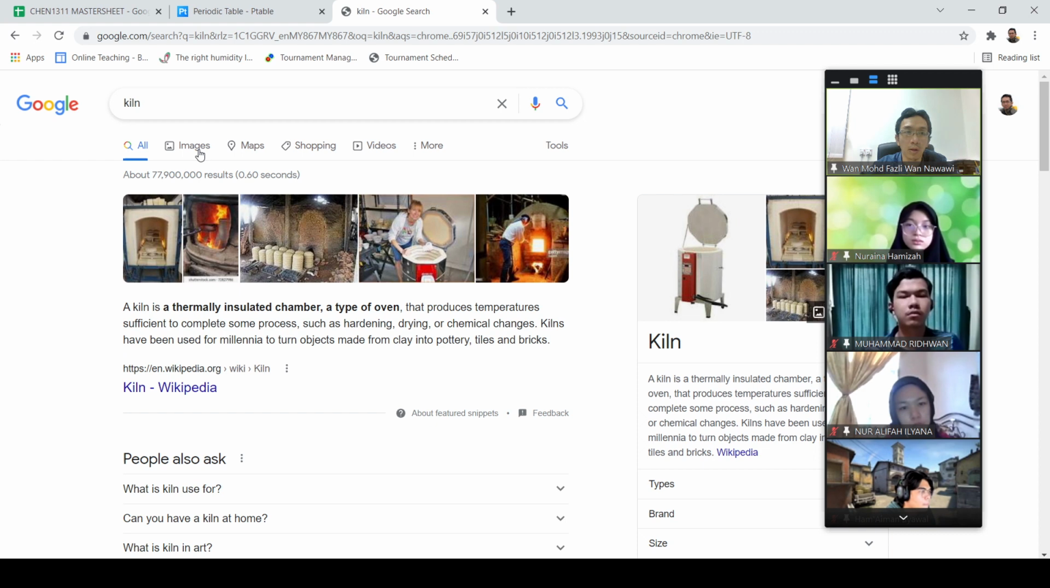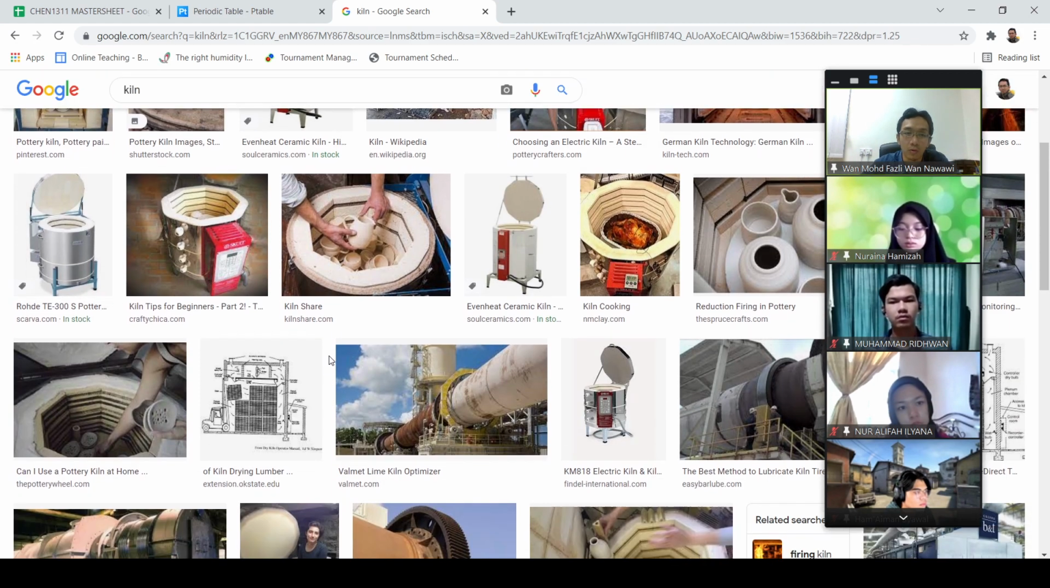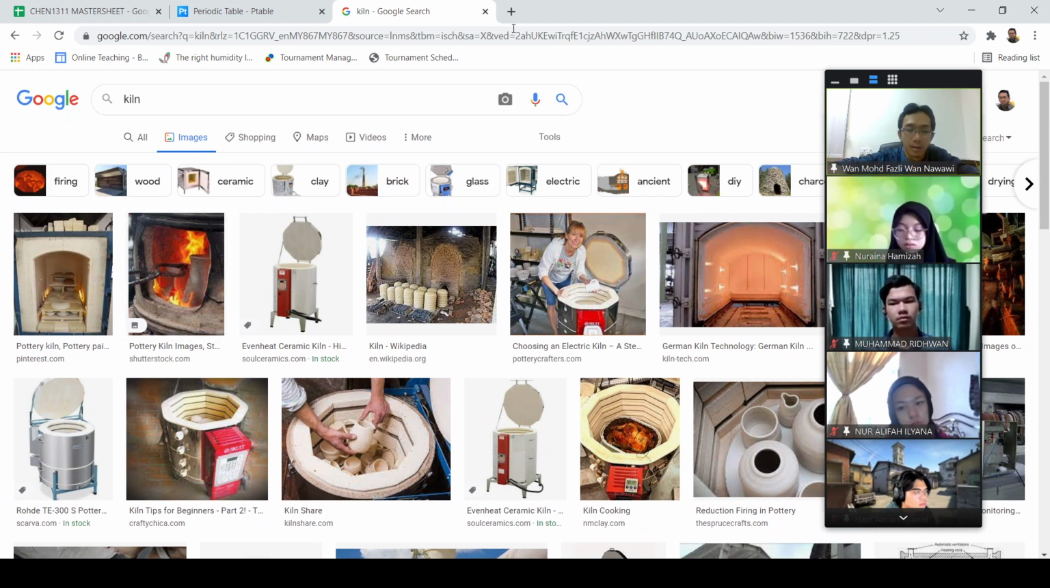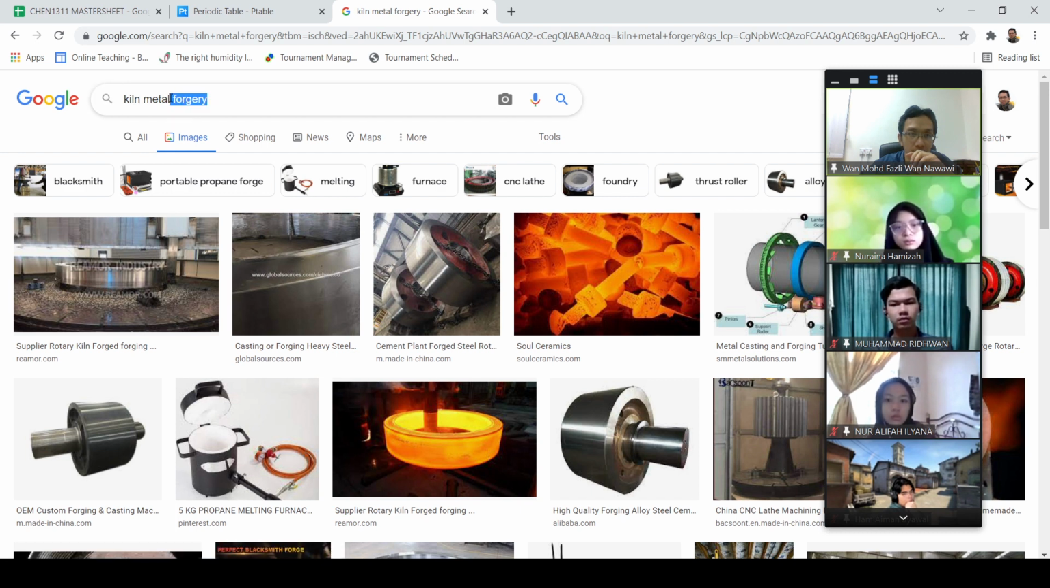So you can see when you want to do something very hot, you need to use the ceramic as a container. In fact, if you want to melt metal, you know metal is strong and it has a high melting point, right? You need to melt the metal inside the ceramic kiln. You cannot just melt the metal inside the metal. You need to do it in this ceramic kiln. For example, a kiln for metal forgery. Ceramic kiln and then metal.